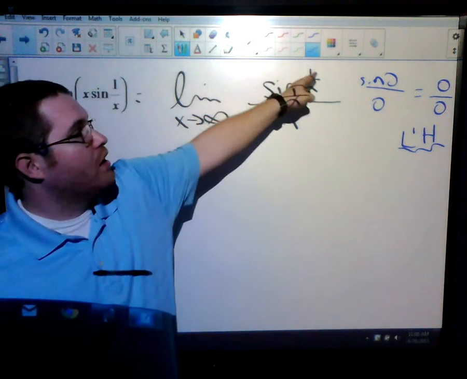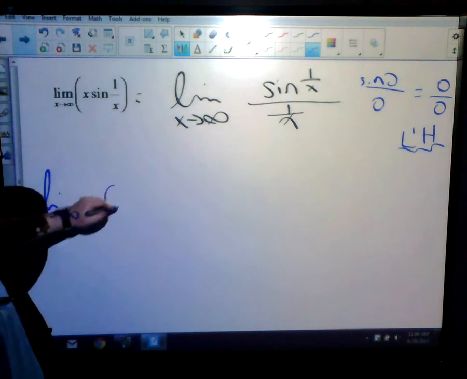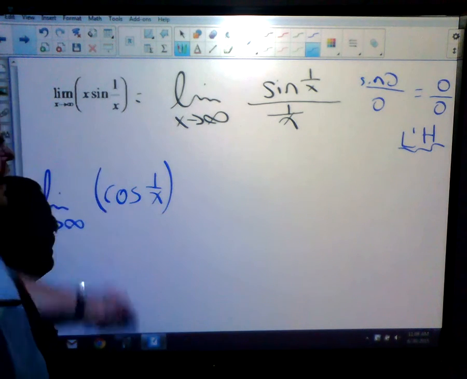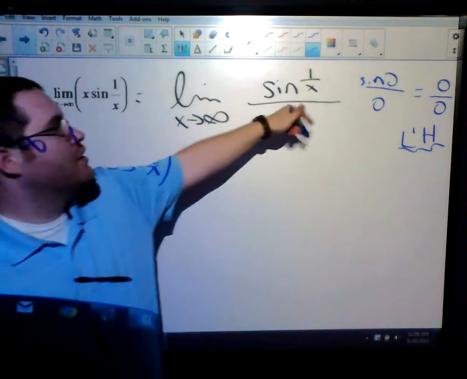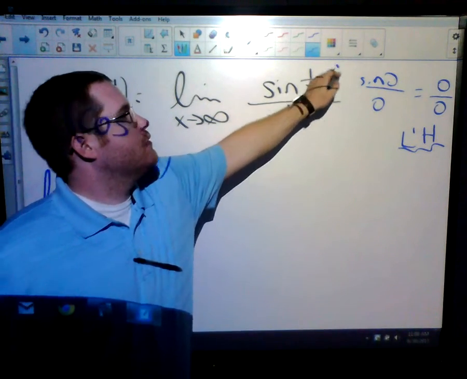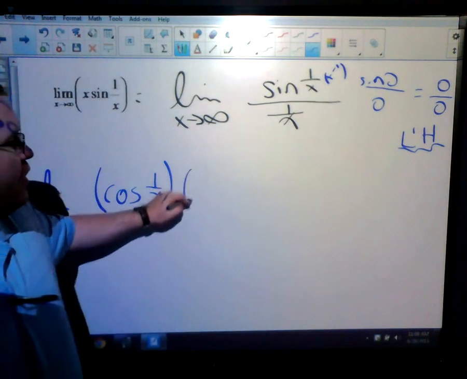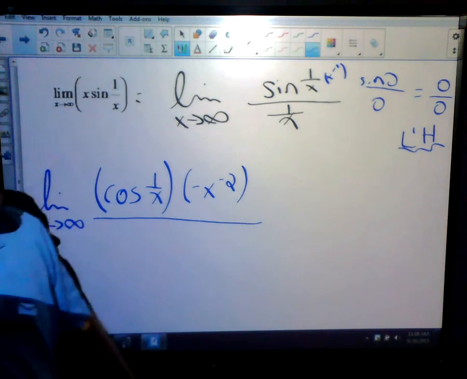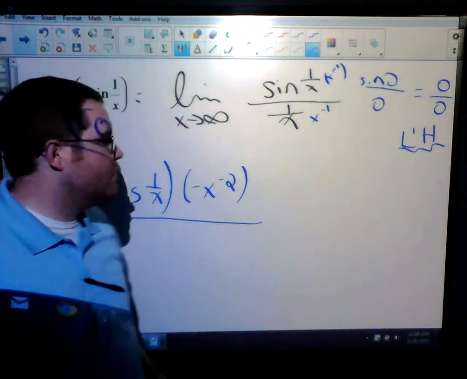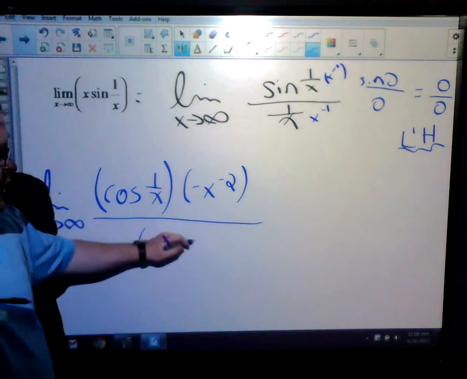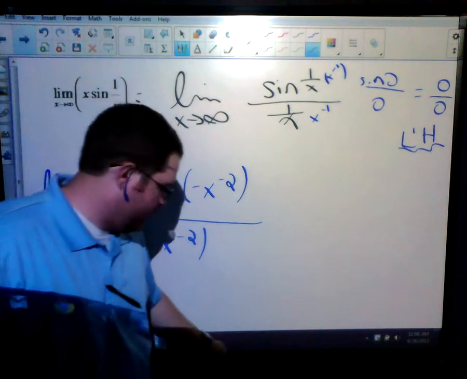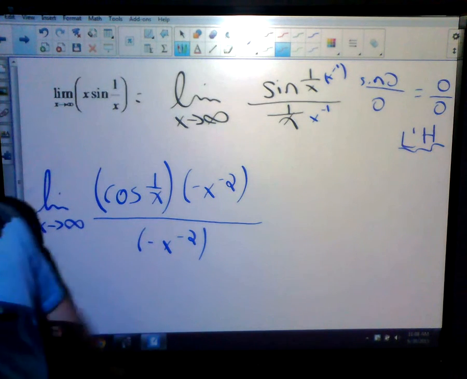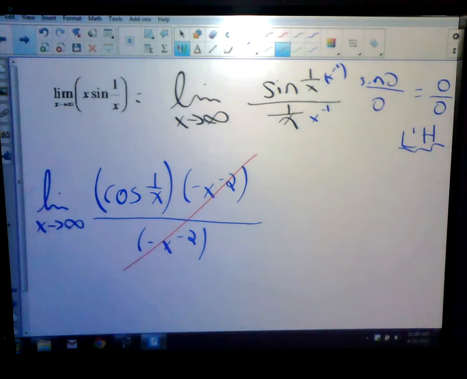This is a chain rule problem. The outside is sine, so I'm going to do cosine, times x to the negative 1. The derivative of x to the negative 1 is negative x to the negative 2. On the bottom, that's x to the negative 1, and the derivative of that is negative x to the negative 2. What do you notice here? Those two will cancel out.